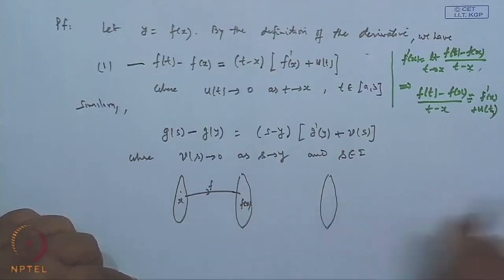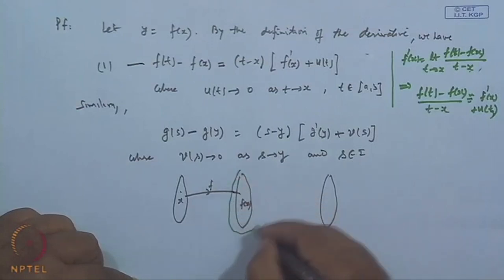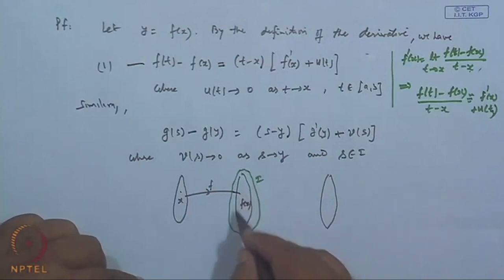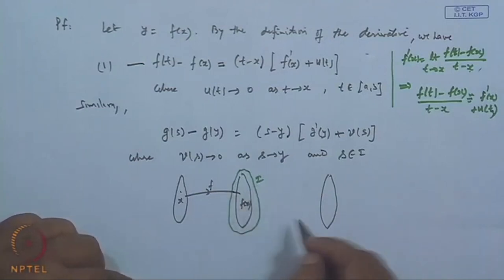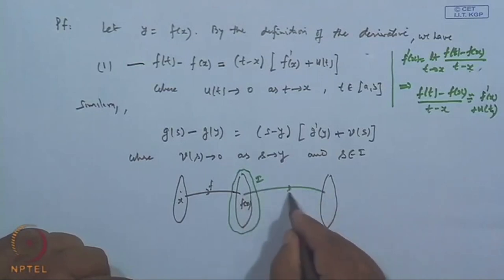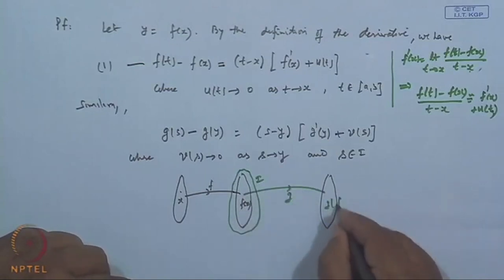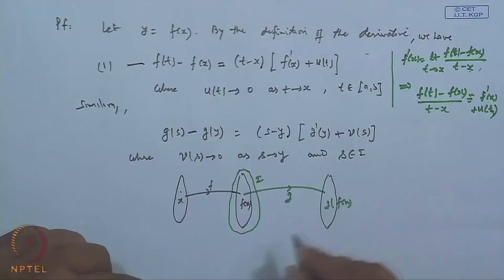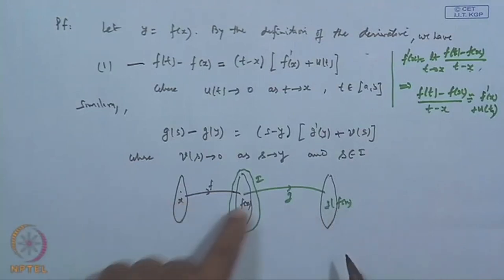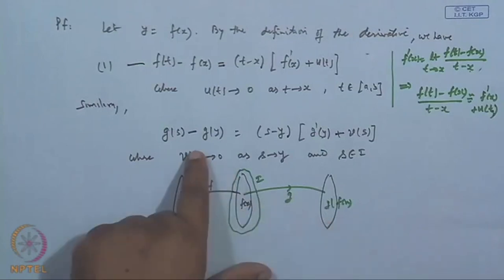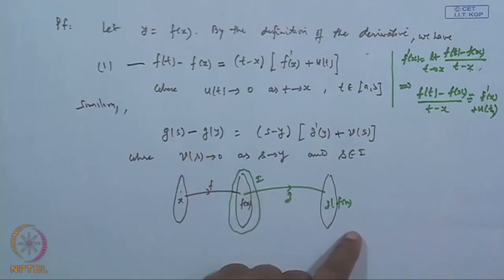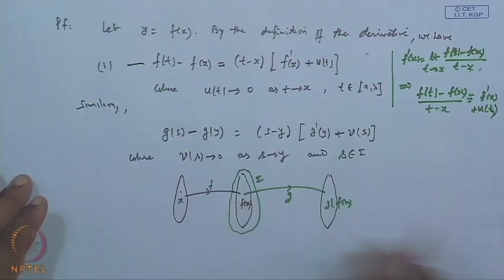The function g is defined over an interval I, where the range of this f is contained. So, when you take g, g is defined as g of f x. This is defined, and function f is differentiable at x and g is also differentiable at f x. So, we can write it in this form.